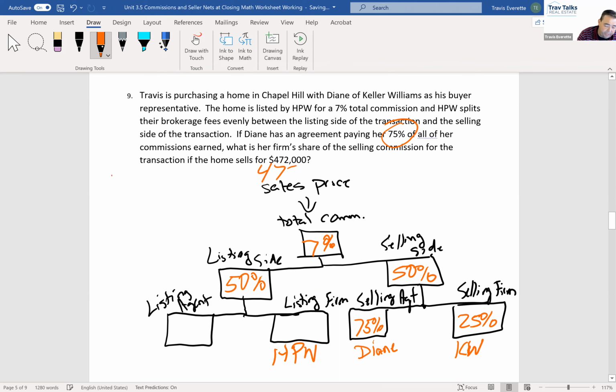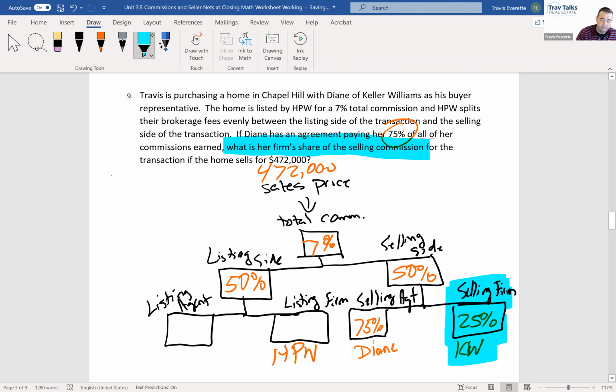Well, let me go ahead and fill that in, 472. And there's my question. What is her firm's share of the selling commission? So Diane's firm's share is right there. So working our way back up to get to the 472, we get to that 50%, which means we have to go through it. Do we take the 50% and multiply it times the sales price? No, too big of a number. We have to keep working our way back up the tree. We get to 7%. That's a number I can multiply times the sales price. So there's my path right there.